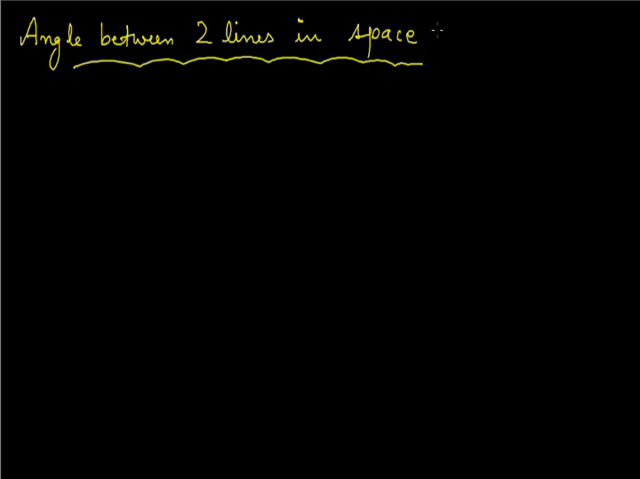Hello, today we are going to study the angle between two lines. Let's start with how to find out the angle between two lines in space. We will deduce the expression for the angle in vector as well as Cartesian form. Let's deduce it for the vector form.